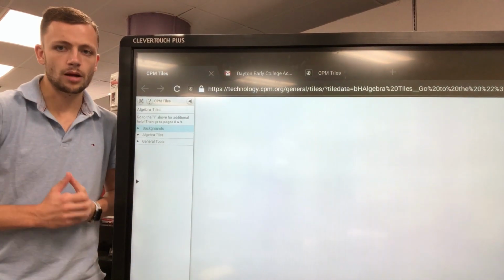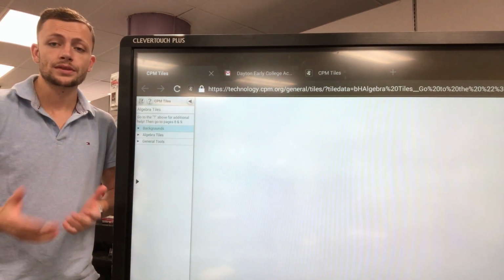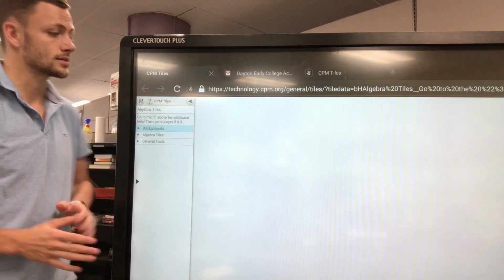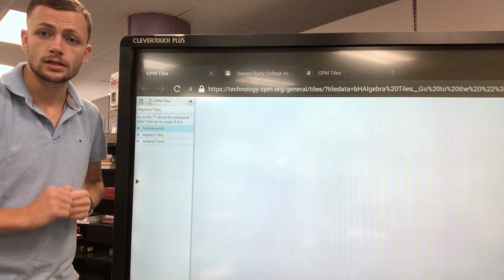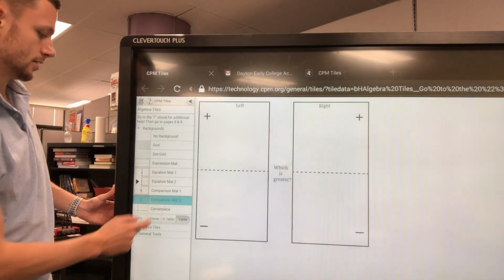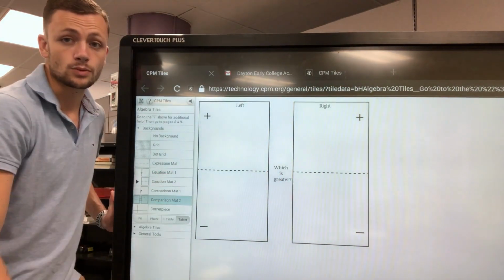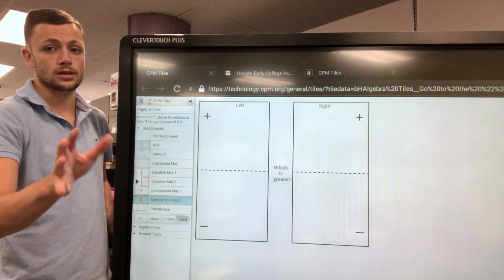Hey pals, so for problem A-59, if you click on the little tiny URL that I've got going on in the next several slides, it's going to take you to the blank algebra tiles e-tool. What you need to do is go to your background and choose comparison map. It's going to give you both sides for each expression and ask you which is greater. It's going to look a lot like the photos that you see.